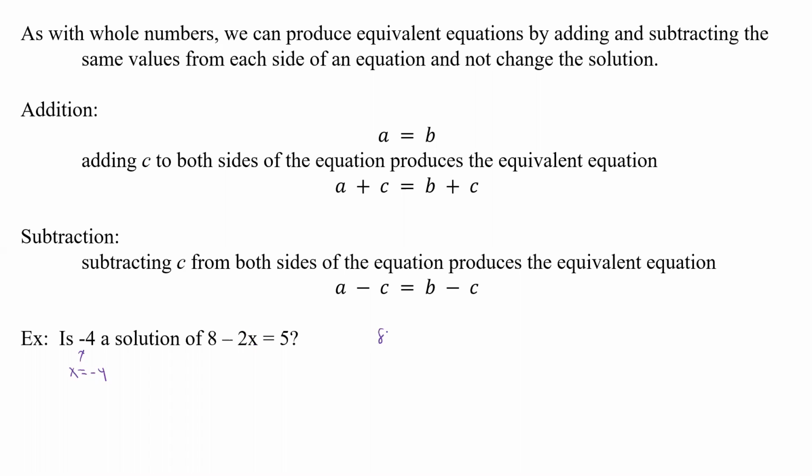And so what we do is we take 8 minus 2 times -4, and that's supposed to equal 5. Now we have -2 times a -4. That's going to be minus times a minus is plus. So we have 8 plus 8 equals 5. So 16 equals 5. Now is that true? No, that's not true. So we can say not a solution. Okay, so that means when you were solving this equation, when you got down to the final answer, you've done something wrong along the way because that is not a solution.